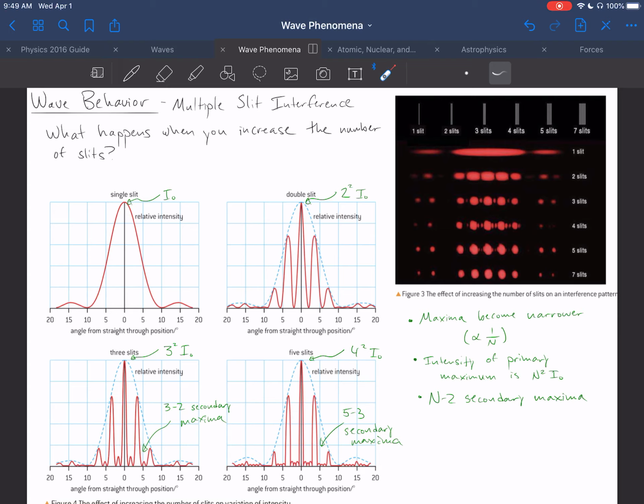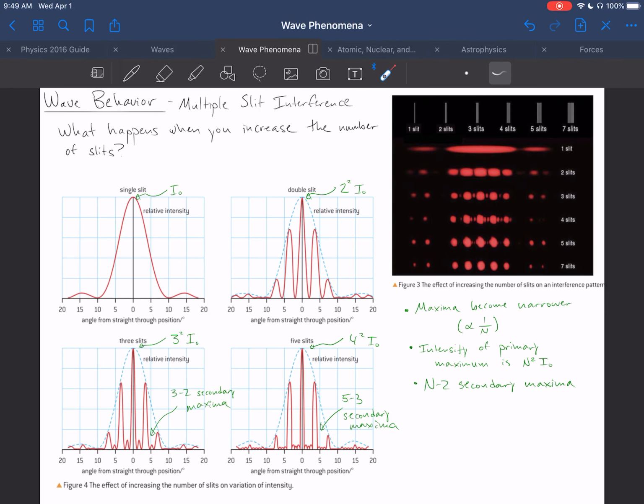As a secondary thing to know, they don't often ask about this, but it's not a bad idea to know. You also get some secondary maxima, and you get secondary maxima because sometimes some of the slits line up for constructive interference, but not all of them do. And so, as it turns out, in every case, and this can be proven, although it's outside the scope of this course, you will get n minus 2 secondary maxima. So in the case of 3 slits, you get 3 minus 2 secondary maxima. That is 1 secondary maxima in between these maxima here. And in the case of 5 slits, you get 5 minus 2, so 3 secondary maxima. Those are these tiny little bumps in the multiple slit diffraction pattern.